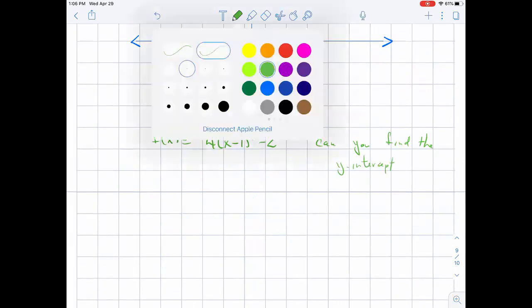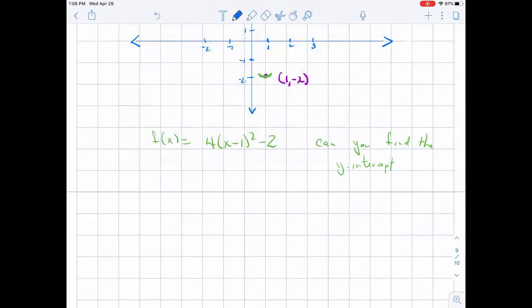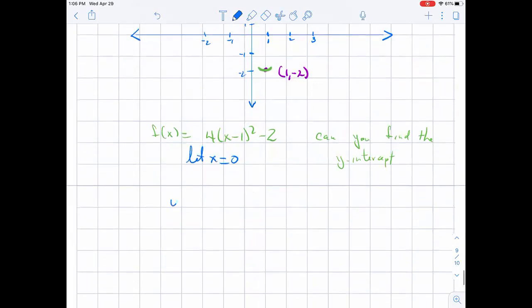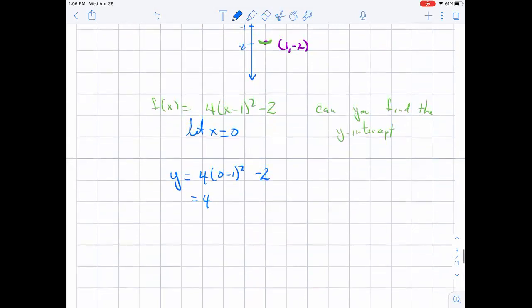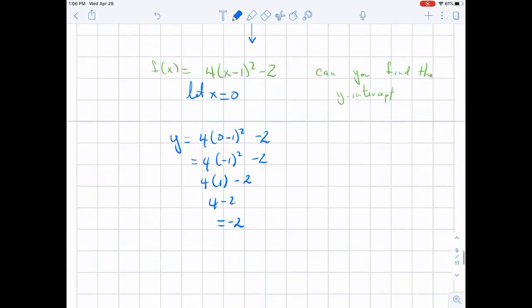How do you find the y-intercept? Spell it out for me. Make x equal to 0. Yes, x equals 0. So you have y is equal to 4 parentheses 0 minus 1 squared minus 2. So this is equal to 4 times 1 minus 2, which is 4 minus 2, which is negative 2. So the y-intercept is 0, comma minus 2.